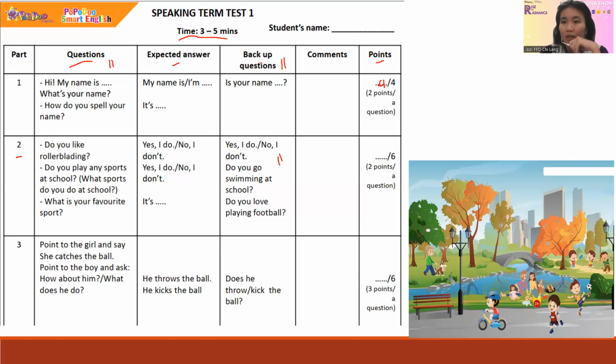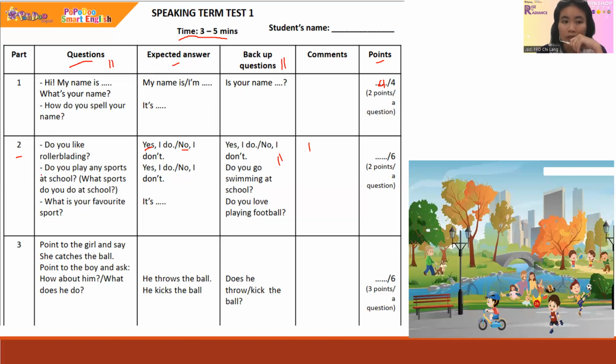Okay, and there is another tendency here, like the student will answer only yes, or just no. And if they only say yes or no, you have to guide them like yes I do or no I don't. And then they will repeat after you. And in this case also you only give this question 1 point, half of the points, since it's 2 points per question. And in this case we only give one.